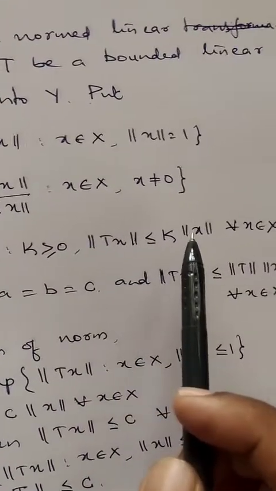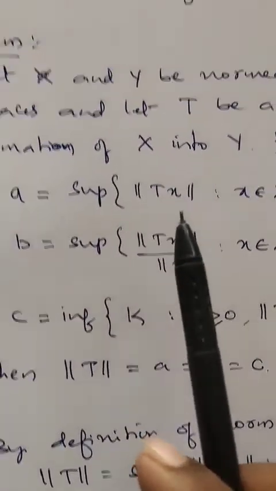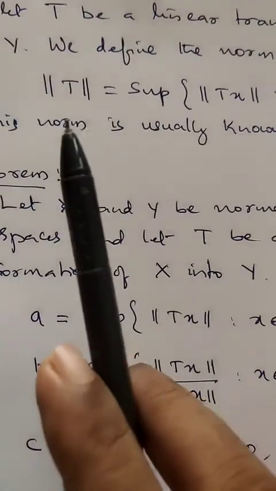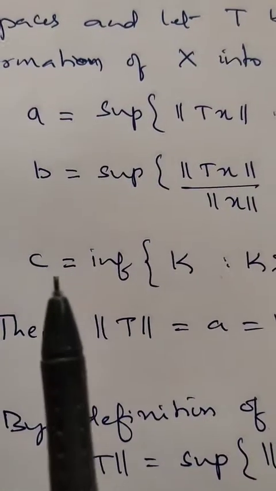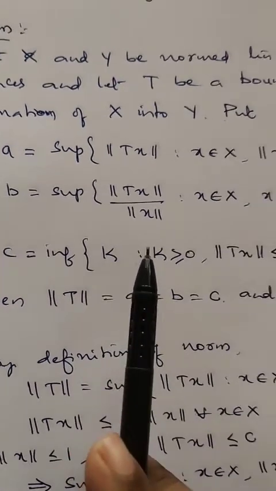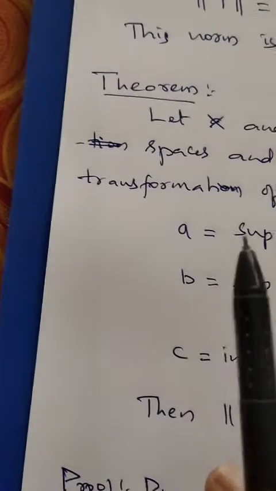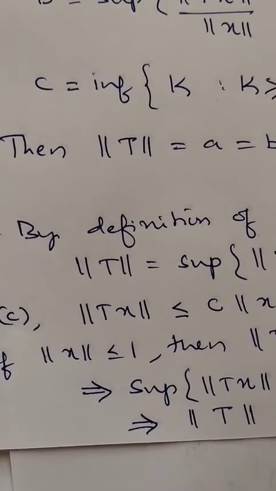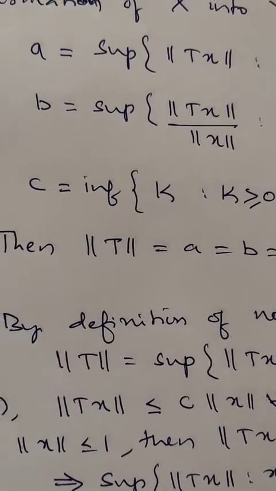So in the coming theorems, we use whichever is required. Instead of considering this norm, I may consider one of the above norms. This is actually considered as one theorem, and the proof is given. That proof is very simple. You can follow it up. That I will provide in the study material.